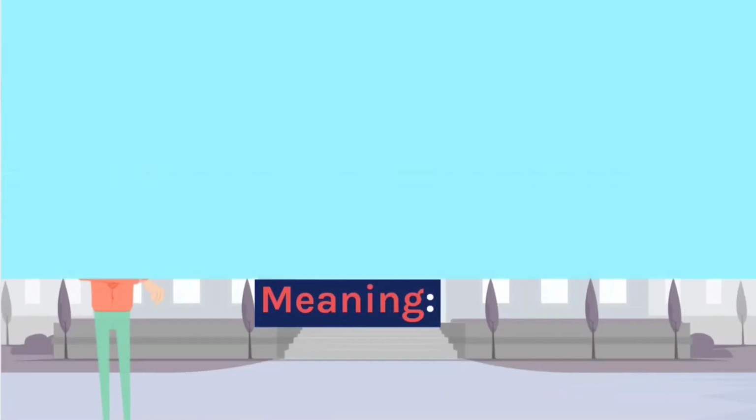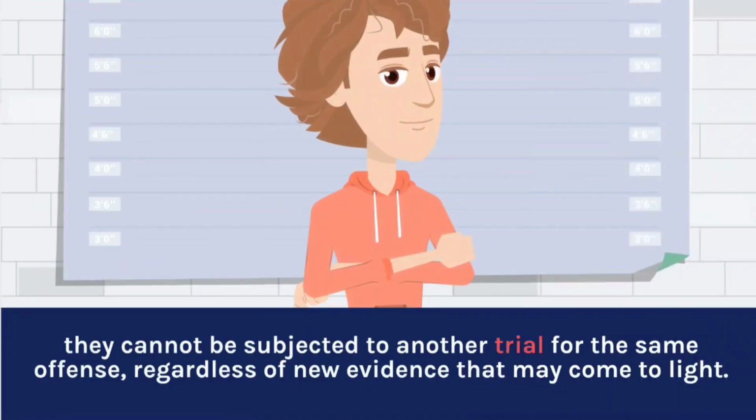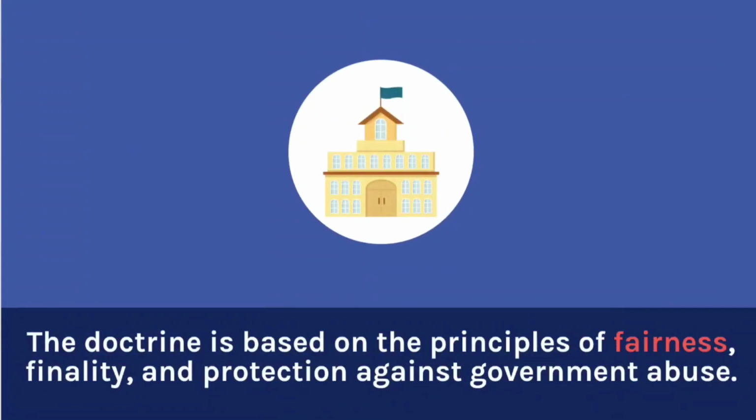Meaning: the doctrine of double jeopardy, also known as non bis in idem in Latin, ensures that once a person has been either acquitted or convicted of a particular offense, they cannot be subjected to another trial for the same offense, regardless of new evidence that may come to light. The doctrine is based on the principles of fairness, finality, and protection against government abuse.